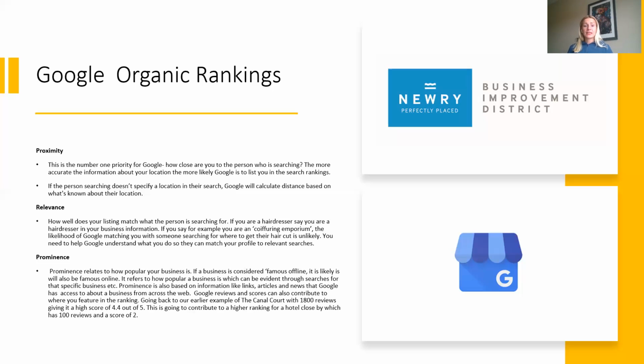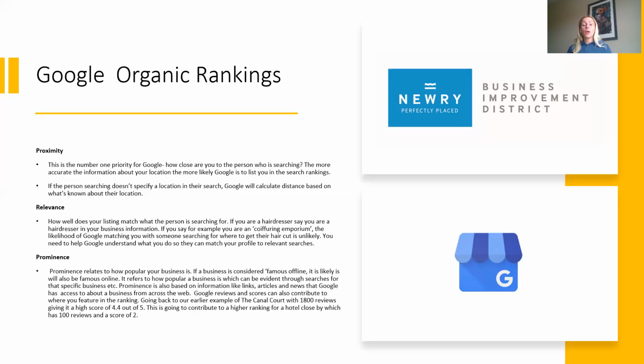The third point is prominence, which relates to how popular your business is. If a business is considered famous offline, it's likely to be fairly famous online as well. Famous is a funny term; it probably refers to how popular a business is, and that can be evident through the number of searches and what else Google can find out about a business across the web. So, is there up-to-date content on the website? Are there links to other sites? Are there articles about this business? It's really how prominent you are online, and Google reviews and scores can also contribute to where you feature in the rankings.